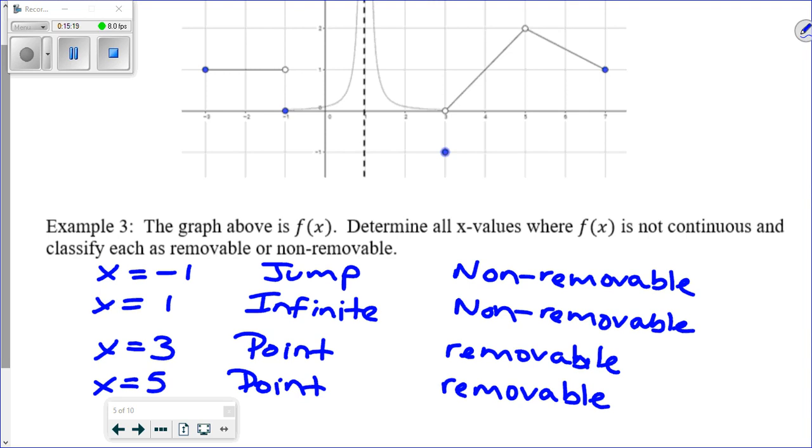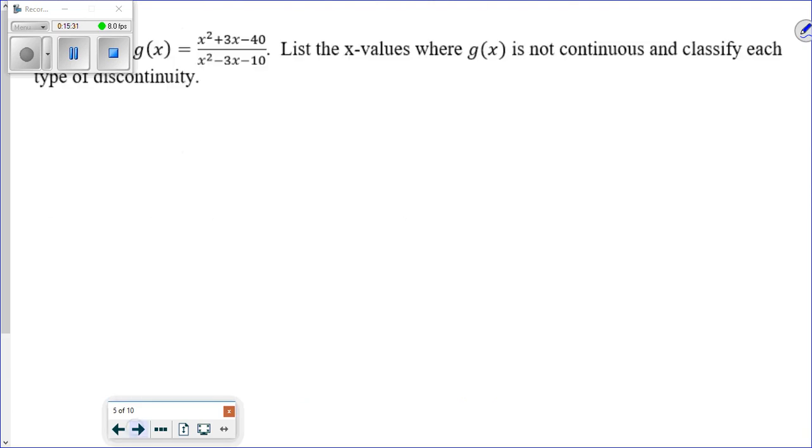All right, so usually graphically, the discontinuities are pretty easy to find. You just have to remember their special names, jump, infinite, point, and then whether they're removable or non-removable, where only the point discontinuity is removable. Okay, now, questions like this might be a little bit more difficult where you're given an equation. Here we want to list the x values where g of x is not continuous and classify each type.